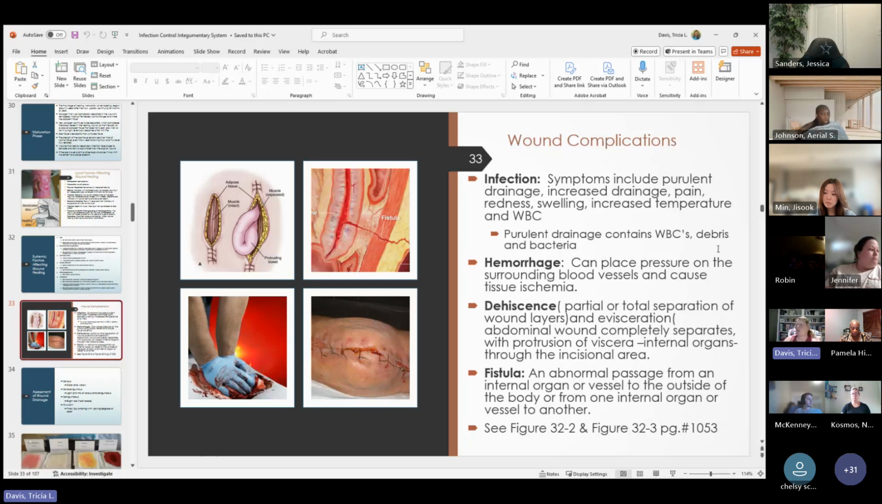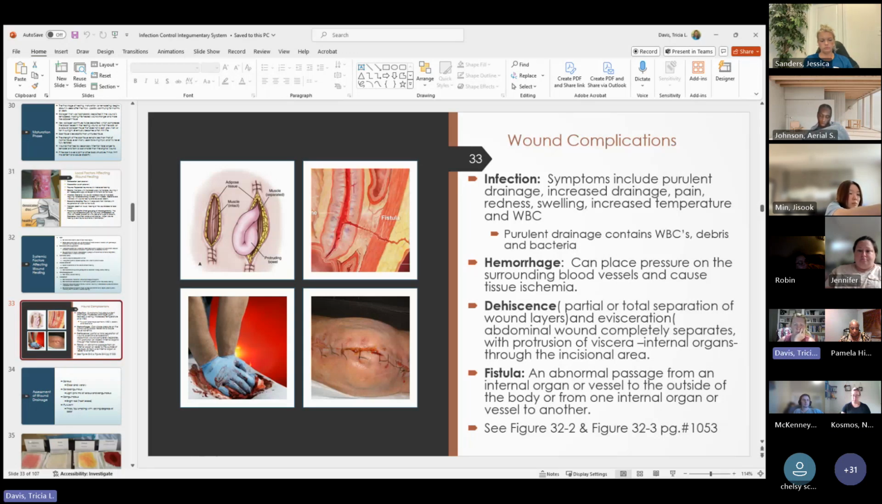The other thing that we worry about is a fistula. So a fistula is an abnormal passage from one internal organ or even a vessel to the outside of the body, or it can also happen from one internal organ or vessel to another. So a vessel to vessel, one organ to another, or one organ or vessel to the outside of the body. A variety of different ways you can see this.